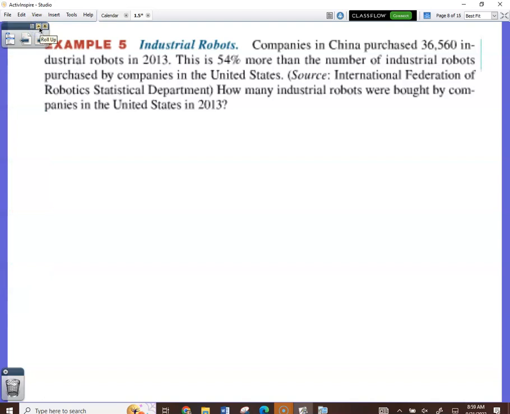We are talking about industrial robots. Yay! Companies in China purchased 36,000 industrial robots in 2013. This is 54% more than the number of industrial robots purchased by companies in the United States. Our sources, International Federation of Robotics, Statistical Department. How many industrial robots were bought by companies in the U.S. in 2013?